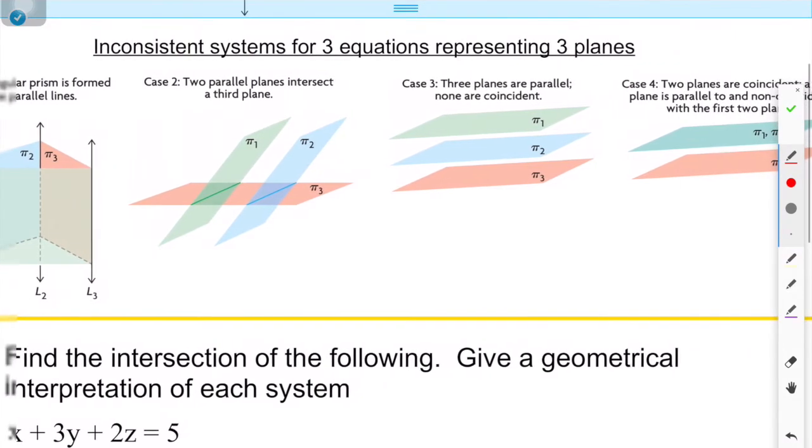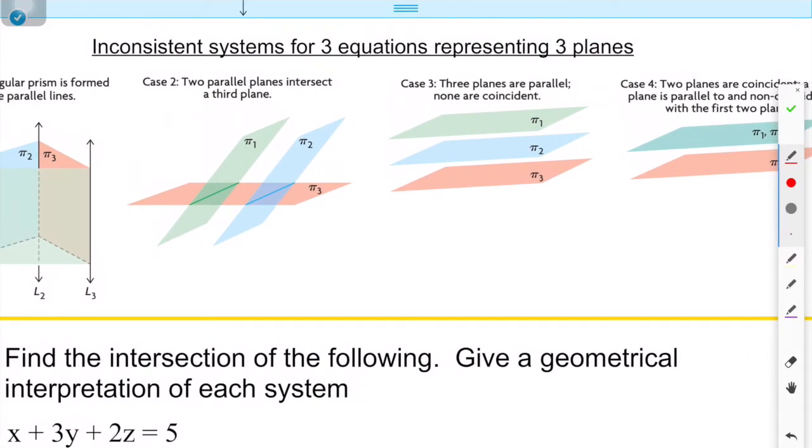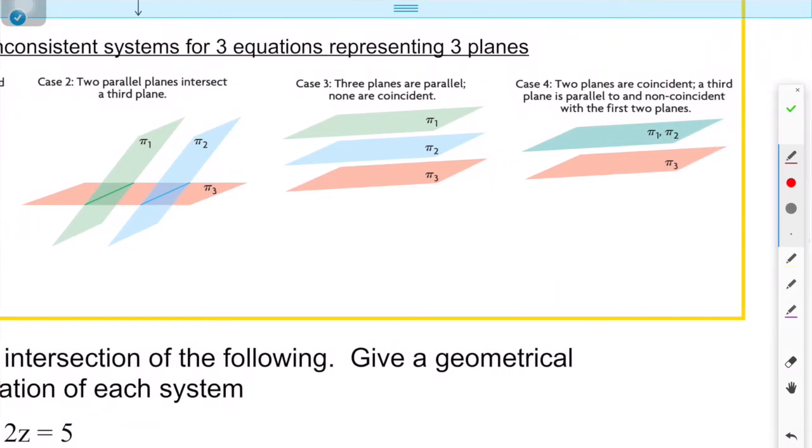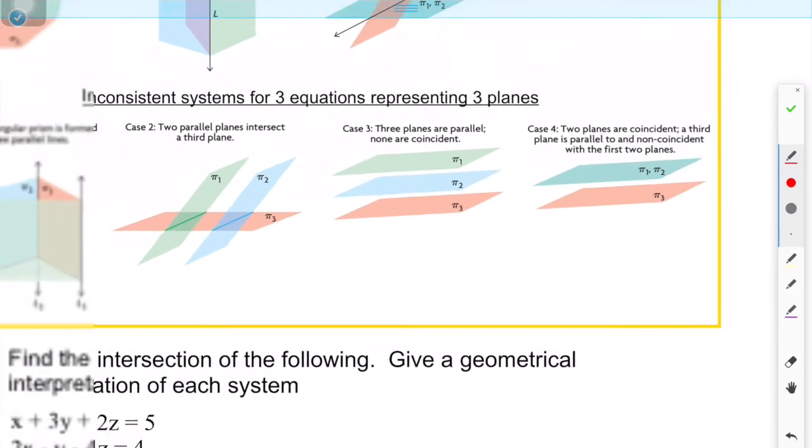Or if you have 2 parallel planes, they can intersect a third plane, or all 3 planes are parallel to each other, so they are not coincident. Nothing is coincident. Or 2 are the same, parallel to the third one. So once again, these are inconsistent systems.